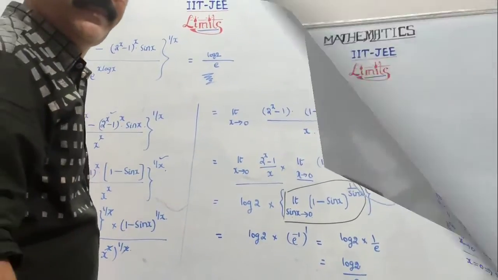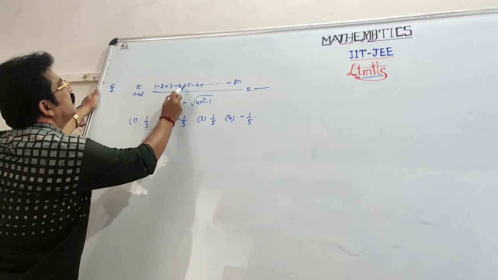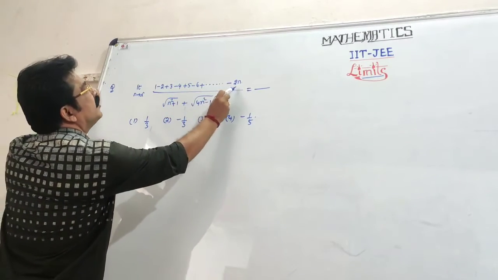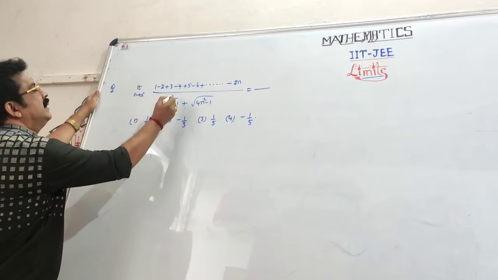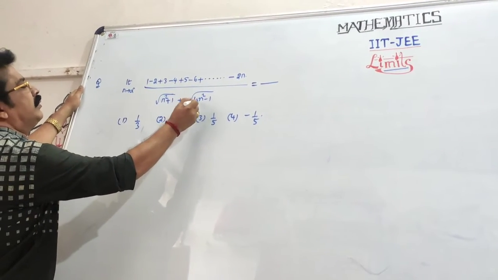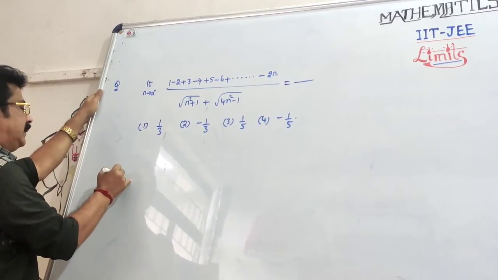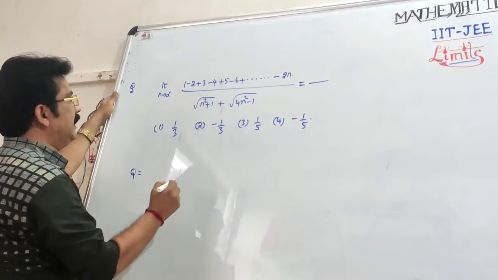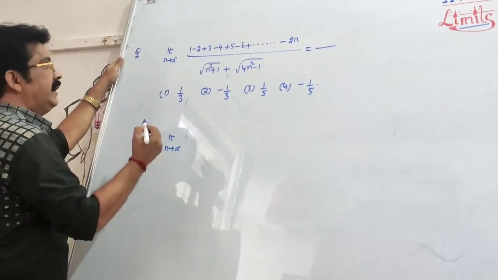Hence the proposition. Limit n tends to infinity, (1 minus 2 plus 3 minus 4 plus 5 minus 6 plus and so on, minus 2n) divided by (root of n square plus 1 plus root of 4n square minus 1). So the given question is equal to, four options are given, limit n tends to infinity.